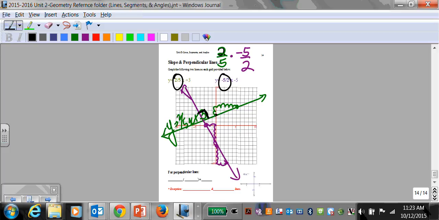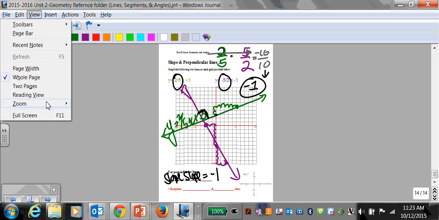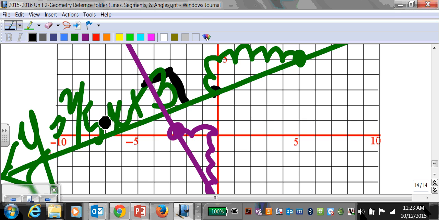Multiply them. Remember, when you multiply, you go straight across. So technically, that's -10/10, which is just a big fat what? And that's -1. That's true of all perpendicular lines, is the fact that the slopes multiply to -1. Okay, that is very common.